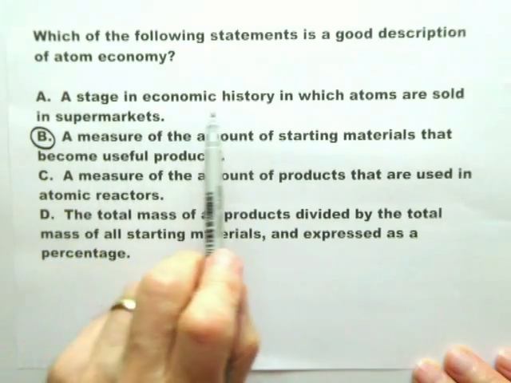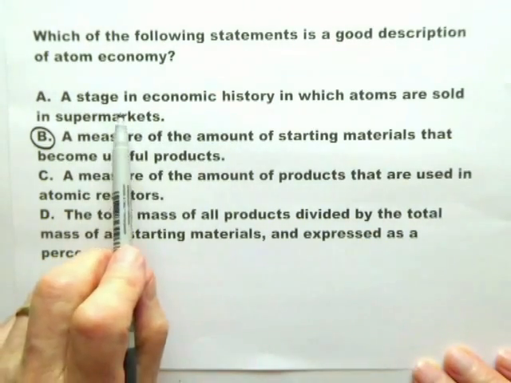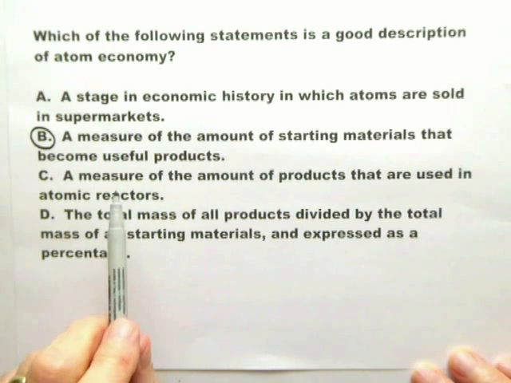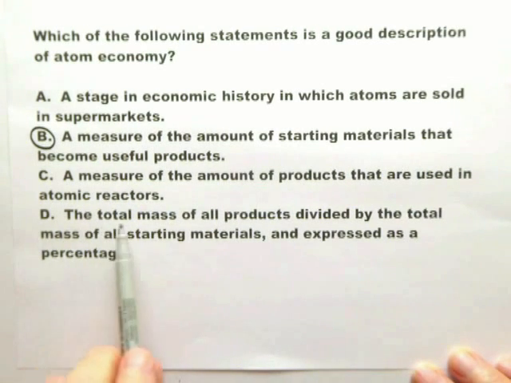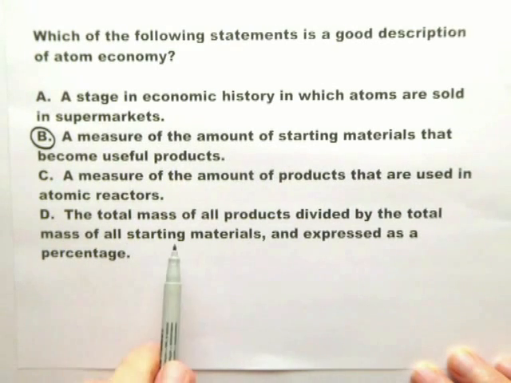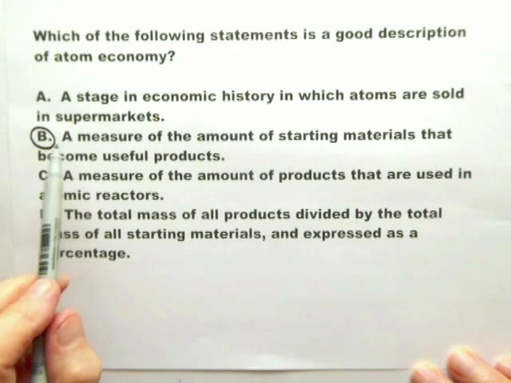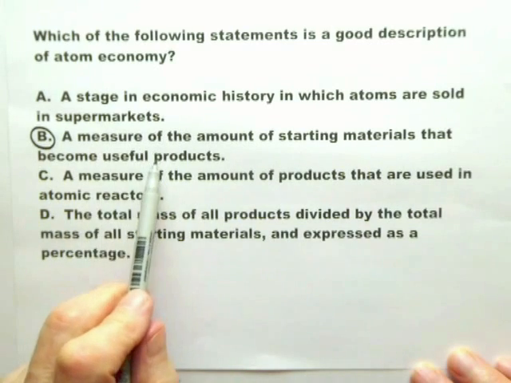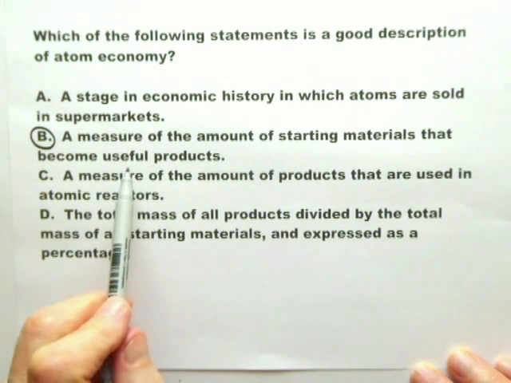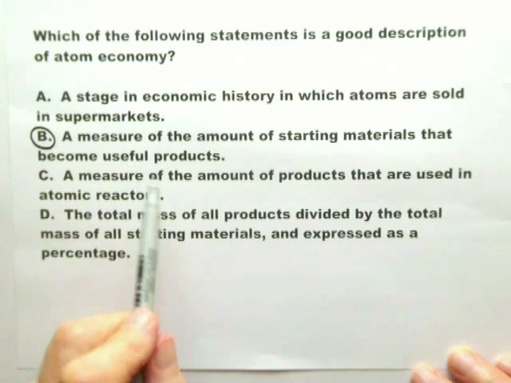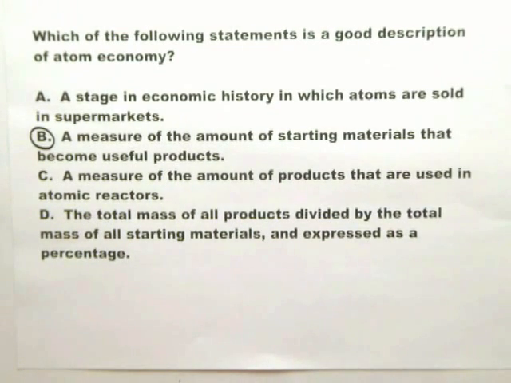Let's look at some of the others. A stage in economic history in which atoms are sold in supermarkets. A load of rubbish. A measure of the amount of products that are used in atomic reactors. Of course, wrong. Absolutely wrong. Total mass of all products divided by total mass of all starting materials. Well, that's 1, isn't it? And expressed as a percentage, that's 100%, so that's wrong. The only one that fits is B. And remember, the word useful or desired is there. And it's a measure of the amount of the starting materials that become these useful or desired products.